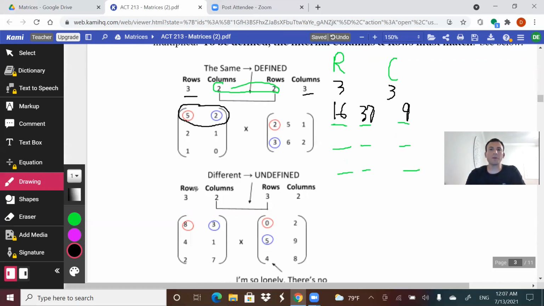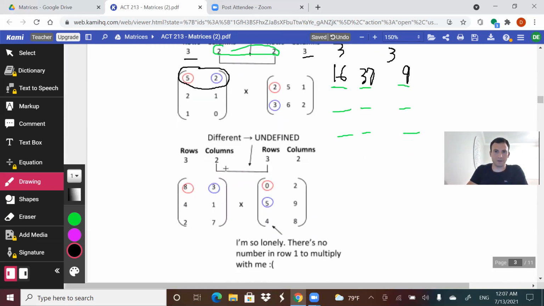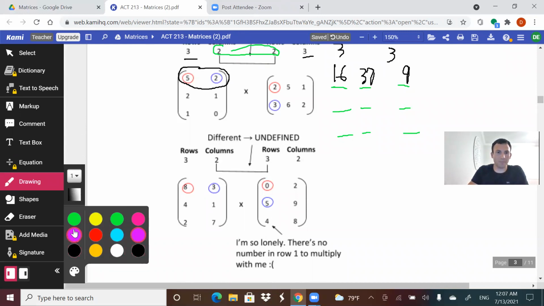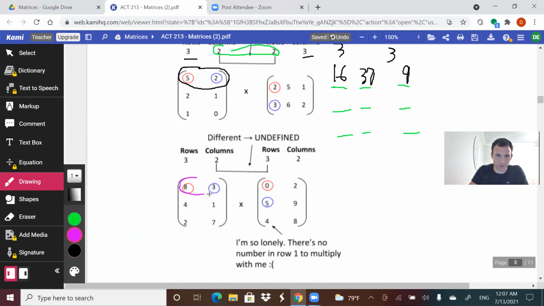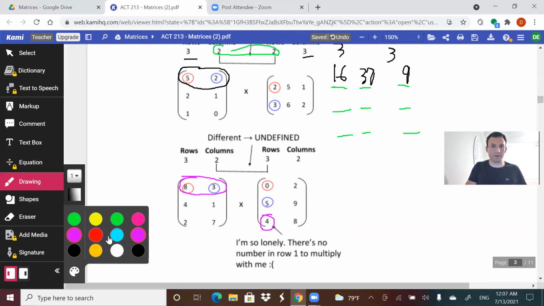But anyway, watch what happens on this one that's undefined. So because these don't match up, when I try to do this first row, 8 times 0, 0, 3 times 5, 15, and then there's a 4 here, but there's not a third number here. So because there's no third number, it's undefined. We cannot multiply these matrices by one another.